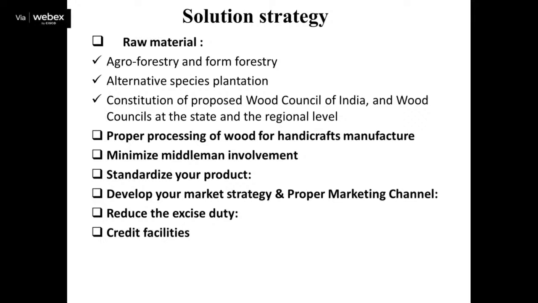Standardize your product. Most of the artisans are generally making their products, but they are not following any standard procedure. Before making the craft, they have to follow the BIS standard, either for the seasoning or the wood preservative techniques. So it can also be one of the solutions to the problems of the artisans. Another solution strategy is to develop your market strategy and a proper marketing channel.